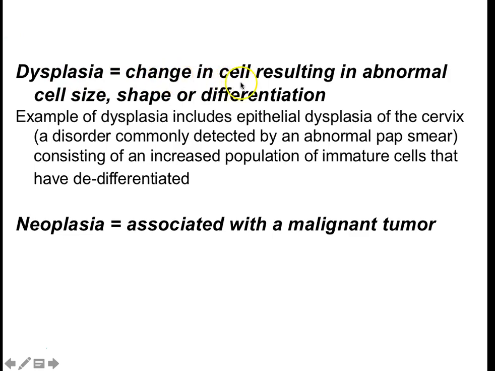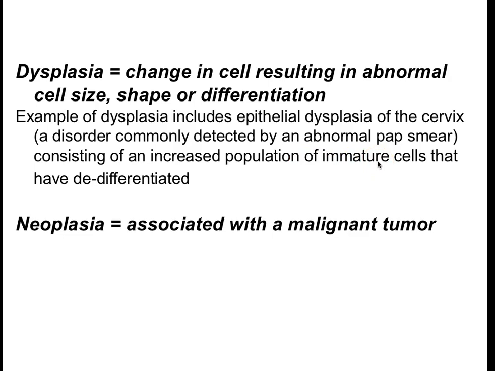It's a change in a cell, resulting in abnormal cell size, cell shape, or differentiation. I would underline differentiation. What happens is that there are a number of cancers that have precancerous states, and cervical cancer is one of them, which is the reason why women get pap smears. They will scrape the lining of the cervix, and then a pathologist will look at those cells. What the pathologist is looking for is really a lack of differentiation of these cervical epithelial cells. So dysplasia means that the cells appear less mature.